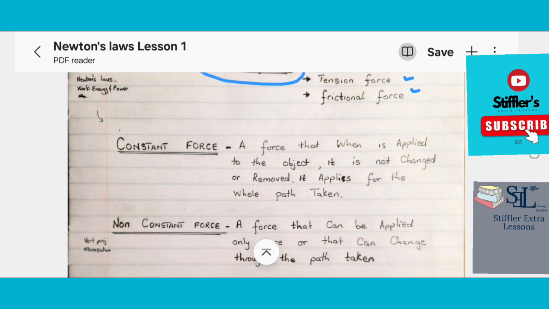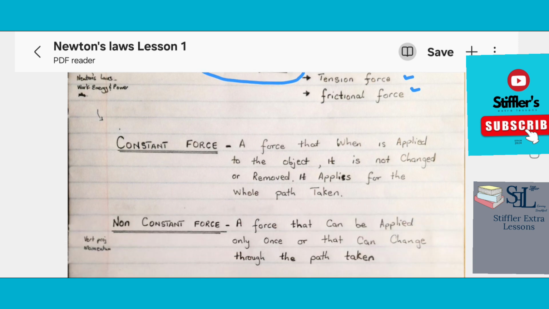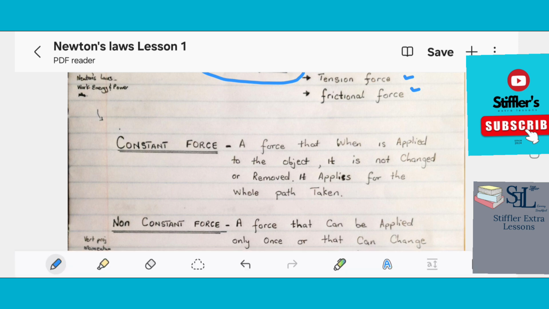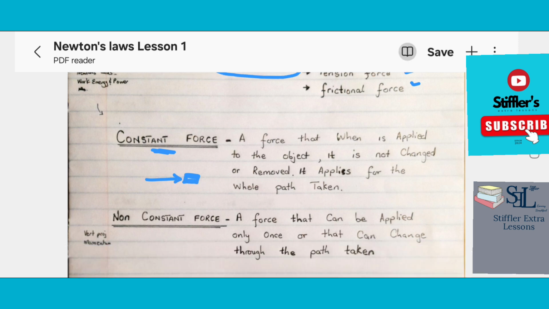Apart from that, you also need to know these types of forces and how they mix around in the topics that you deal with, mostly in mechanics. So we have what you call a constant force. A constant force is a force that, when applied to the object, is not changed or removed. This force will forever be on the object until the whole path is completed. It doesn't change.